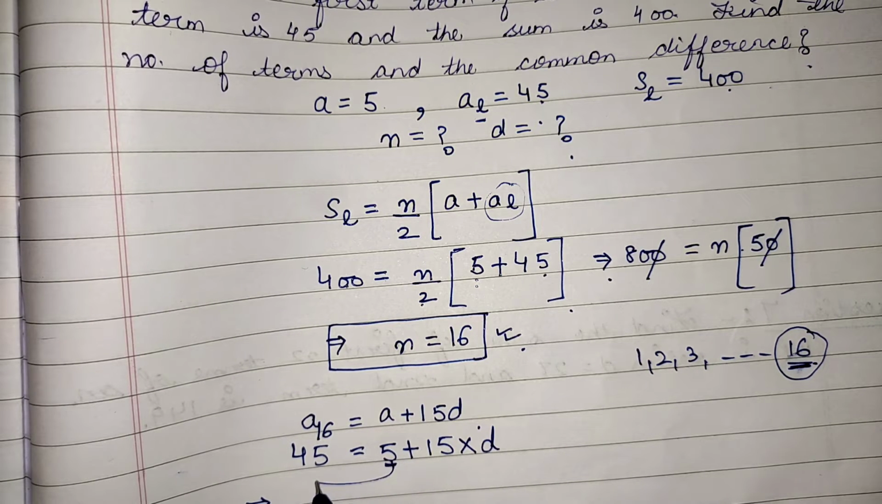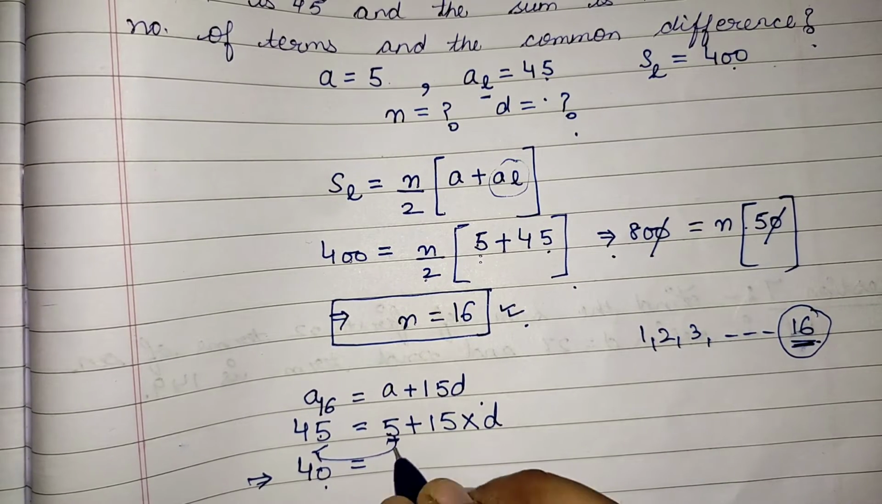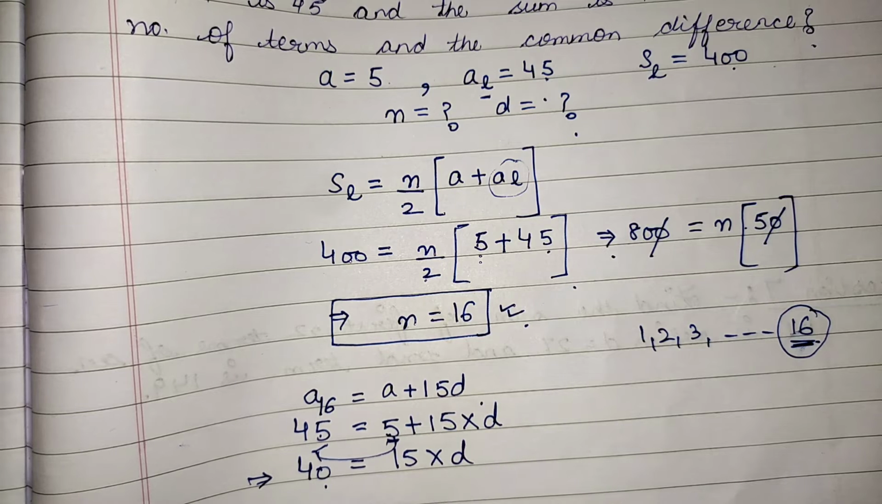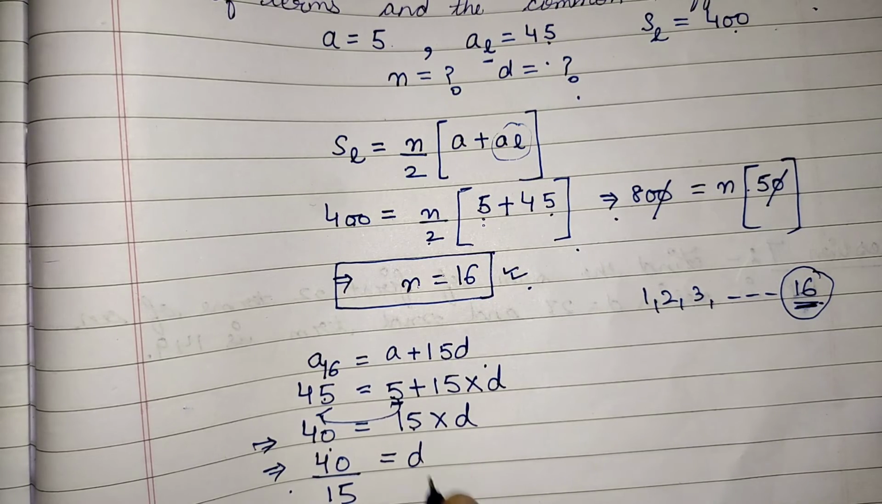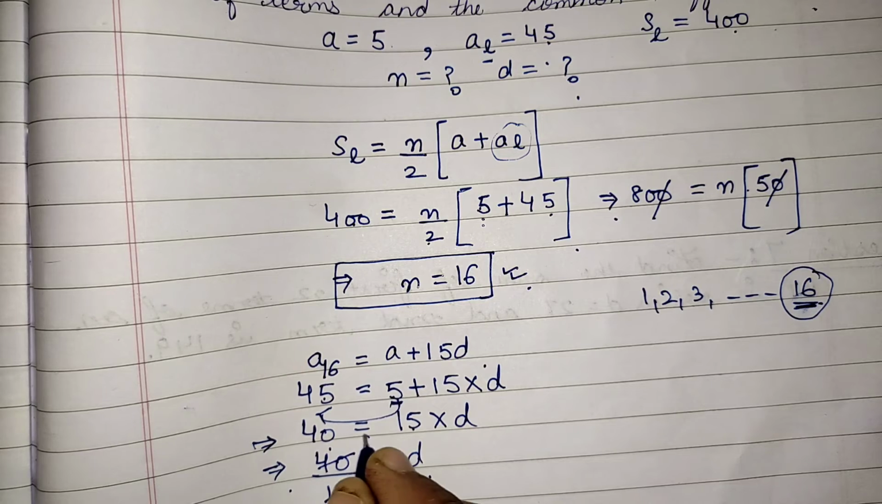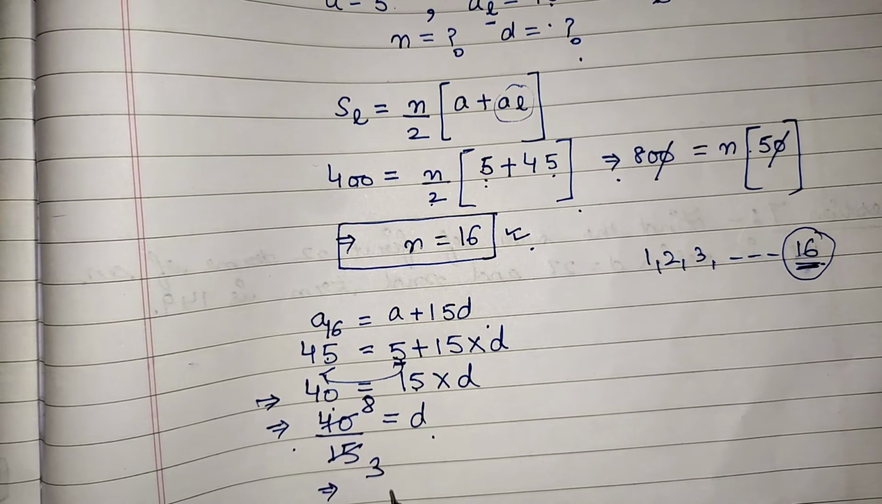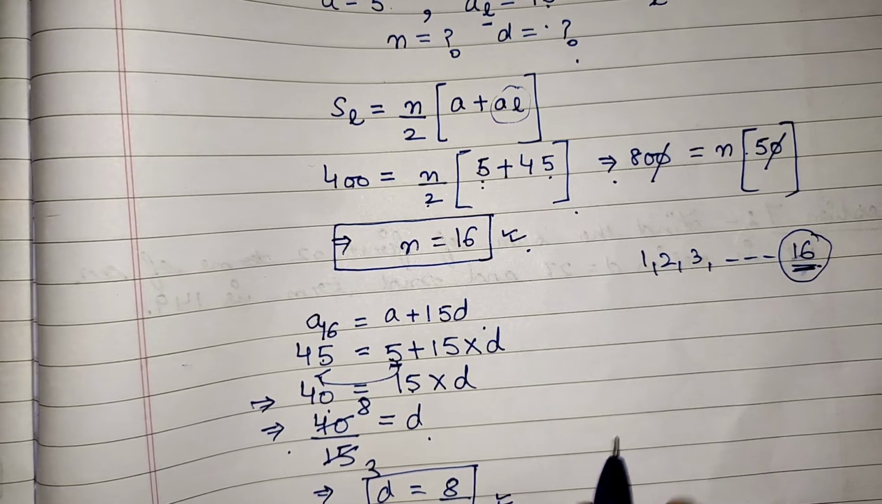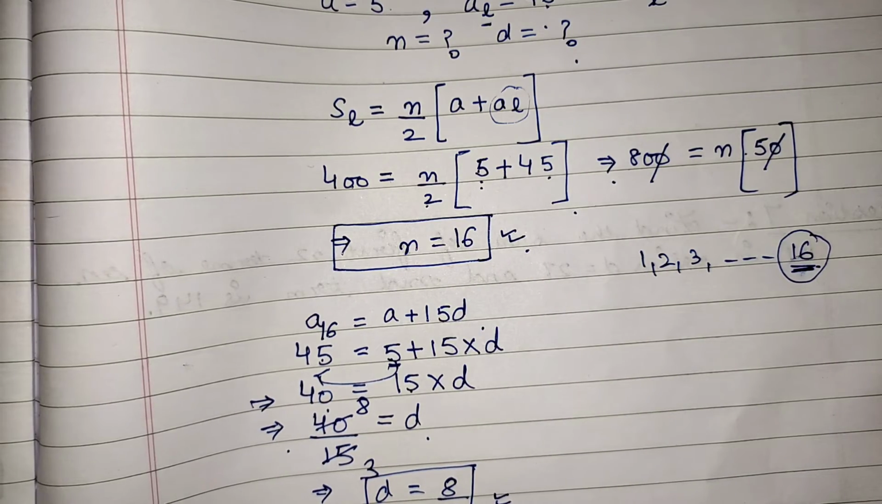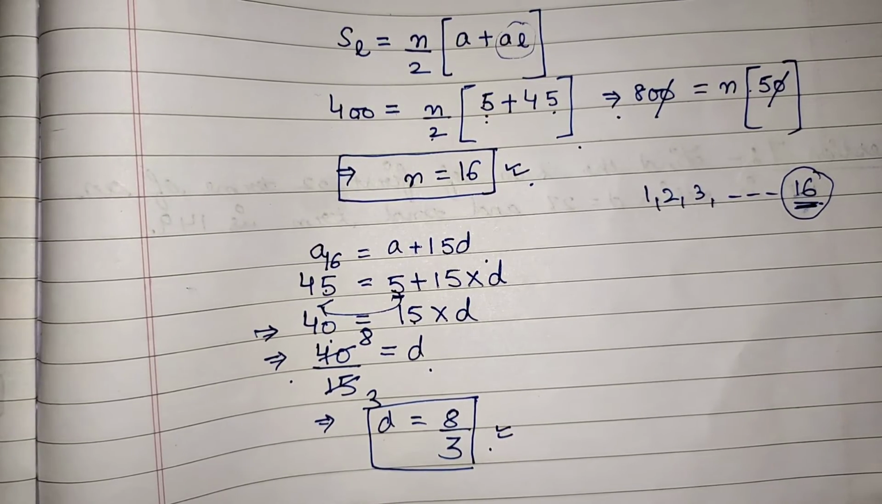Okay, so this 5 will go to the right hand side and it will become 45 minus 5, which is equal to 40, is equal to 15 into d. So this 15 is being multiplied here, so when it goes to the left hand side it will be divided. 5 3s are 15, 5 8s are 40, so my common difference will be equal to 8 by 3. So these are the two things which I had to find out: n is equal to 16 and d is equal to 8 by 3.